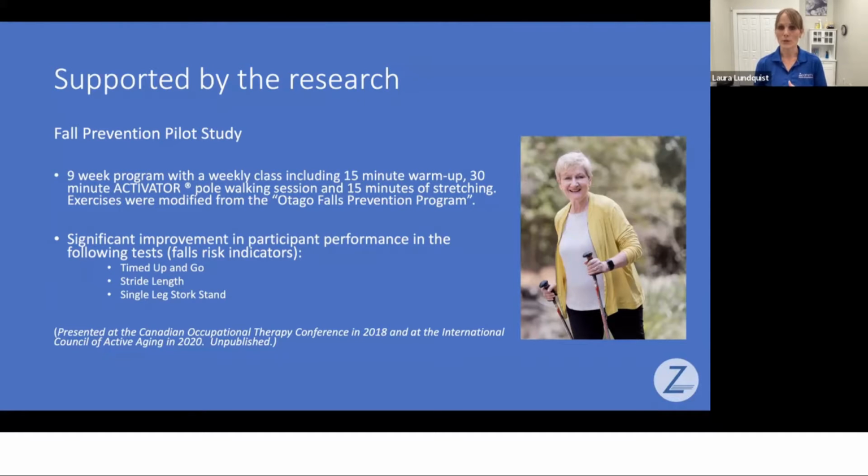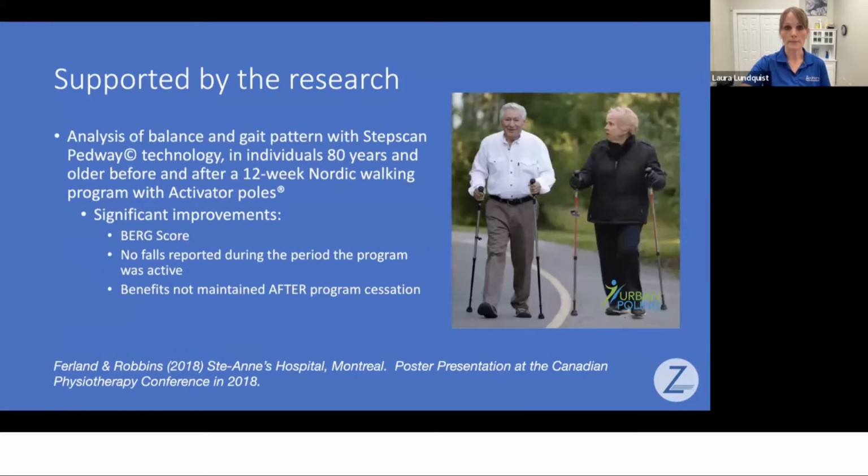And then the single leg stork stand or the one leg stand, we know that being able to maintain that static one leg stand position is significant in terms of its ability to predict somebody's risk of falling. So there was this particular research that was presented at the Canadian Occupational Therapy Conference in 2018 and to the International Council of Active Aging in 2020.